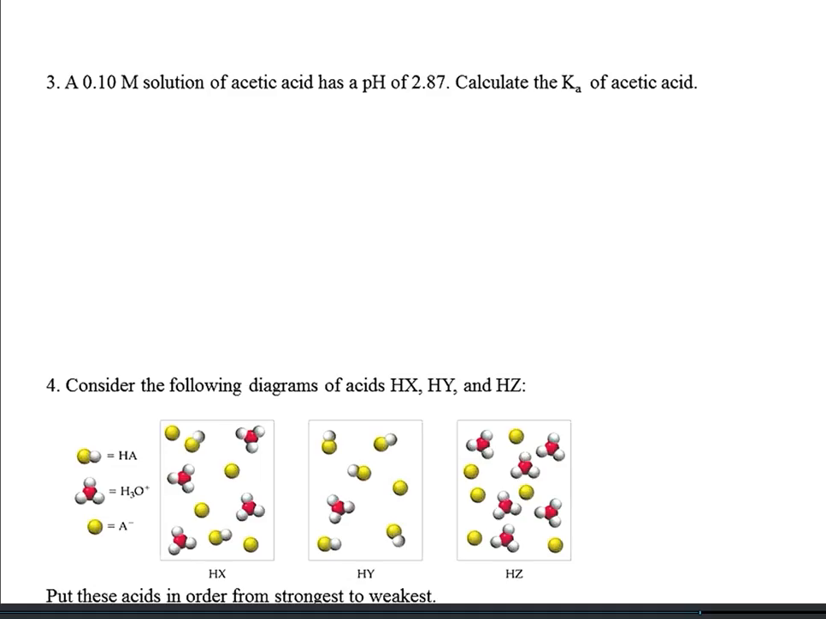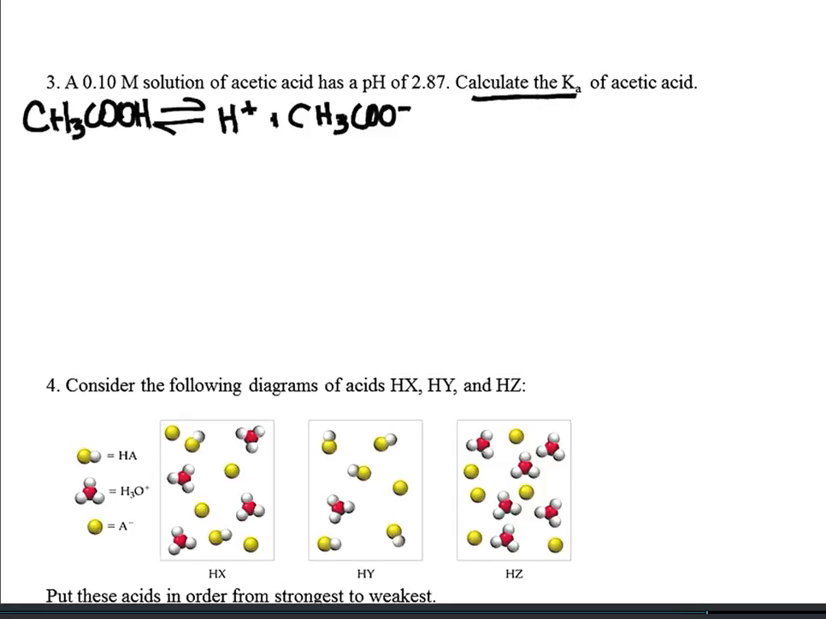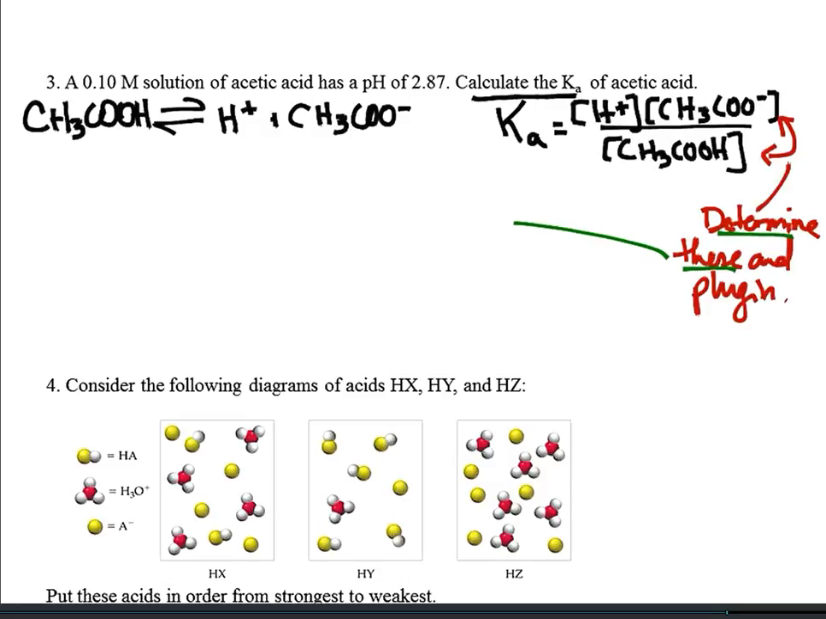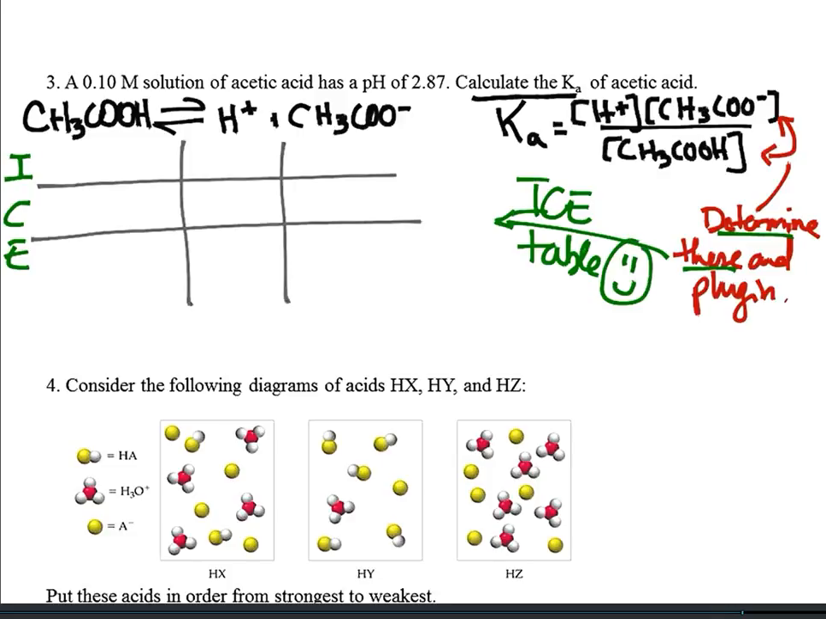Number 3, we have a 0.10 molar solution of acetic acid with a pH of 2.87. We're going to calculate Ka, which means we need to write the acid dissociation reaction here, where acetic acid loses its hydrogen ion, and then we'll write the corresponding Ka expression here. And so all we need to do is figure out what these values are at equilibrium, and plug them in, and we'll be done. So if we want to determine these, that means we need an ICE table. Everyone's favorite thing. So we'll put that over here.